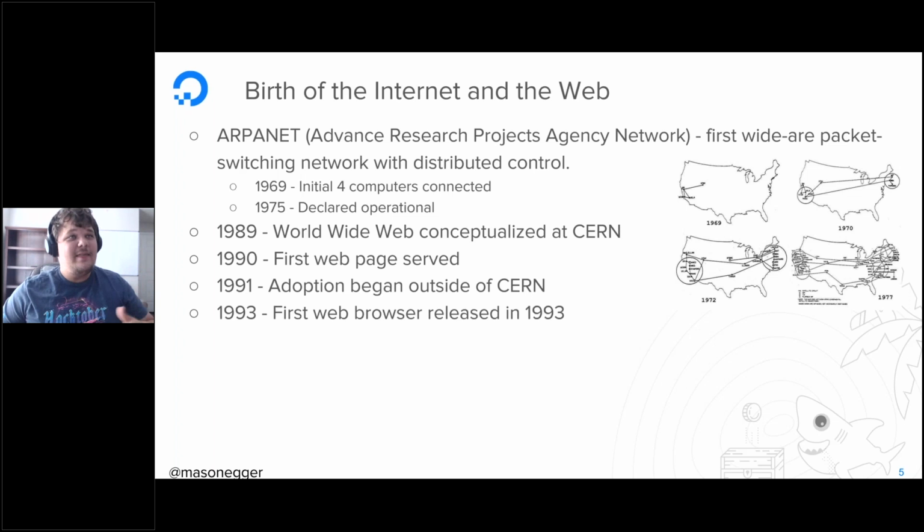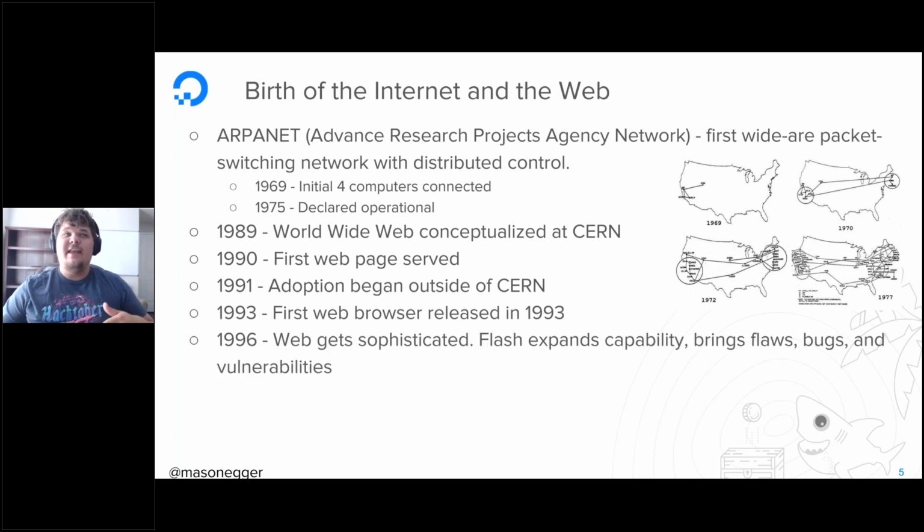In 1993, the first web browser was released. It came out of CERN and people could start using it. In 1996, the web gets sophisticated. Flash expands capabilities, and this is what kind of brings flaws, bugs, and vulnerabilities into the internet at a larger scale. Embedded software, embedded scripts, a whole bunch of just flaws in the Flash ecosystem really did kind of start to lead the web into a more unstable path. And that's, again, the World Wide Web, not necessarily the internet. We will see in the next slides that the security of the internet came into question long before this.